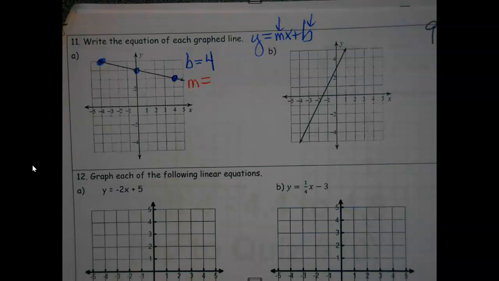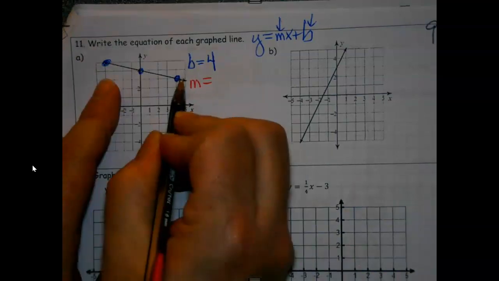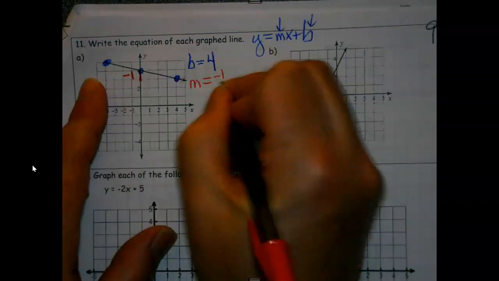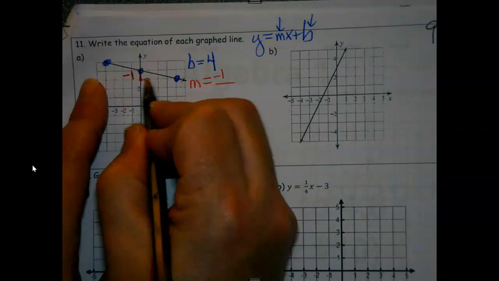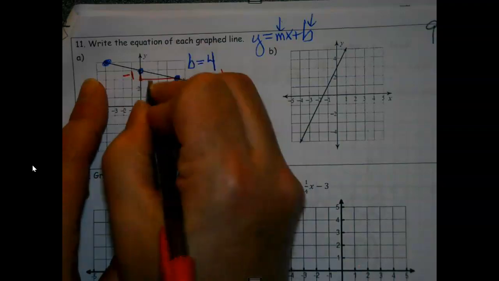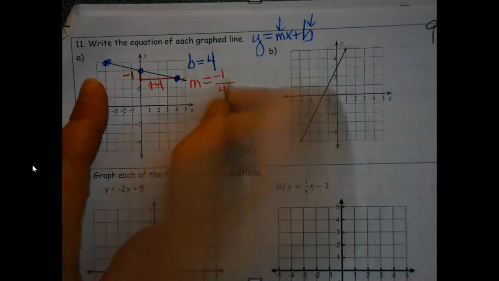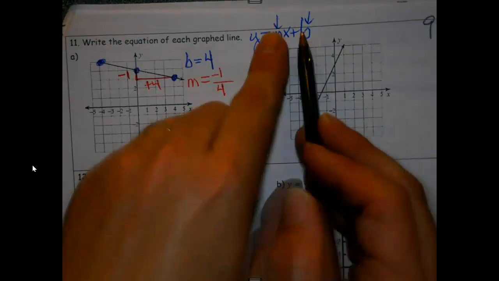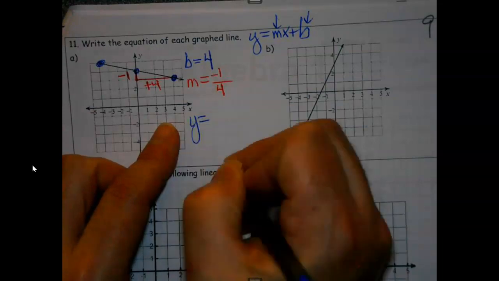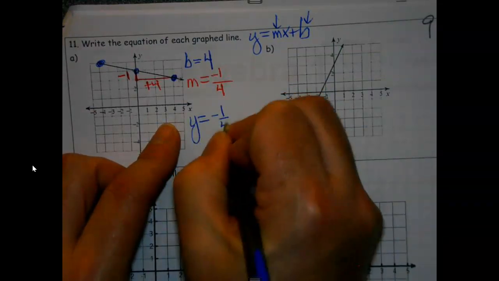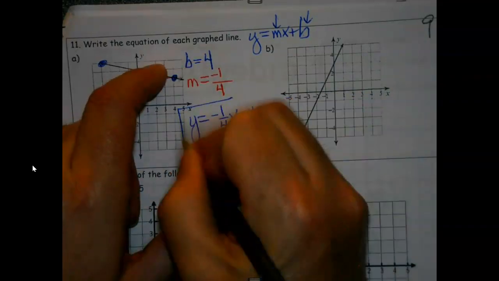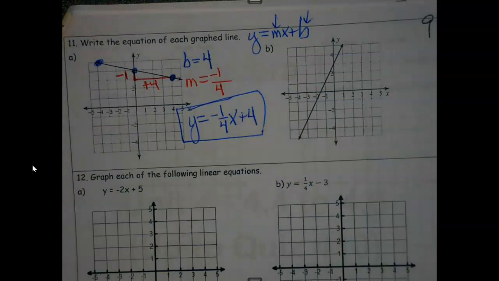And I'm going to count from one point to the other. So let's say I go from here to here. I went down 1, which is negative. 1, 2, 3, and right 4, which is positive. Once I have those two things, I'm just substituting them in. Y equals m x, don't lose your x, plus b. And I'm done.